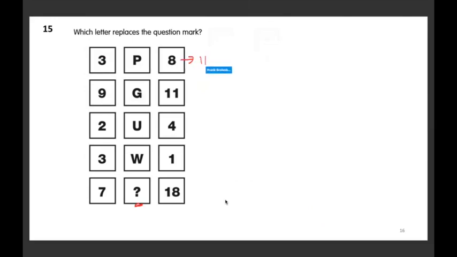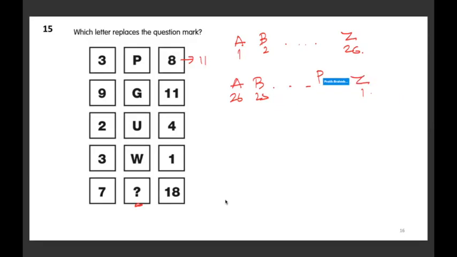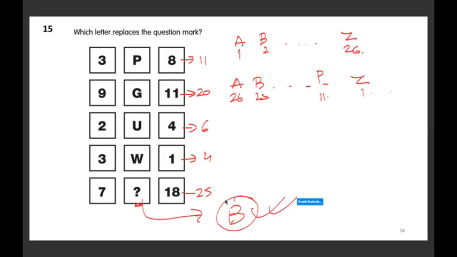Now, P is not the 11th letter in a straight A to Z series, where A is 1, B is 2, and so on till Z is 26. But if you take A's value as 26, B's value as 25, and so on till Z to be 1, in this series P's value will be 11. So that's where it matches. Like G's value will be 20 here. U's value will become 6. W's value will become 4. So 18 plus 17 comes to 25. So the 25th letter will be B, which is the correct answer.